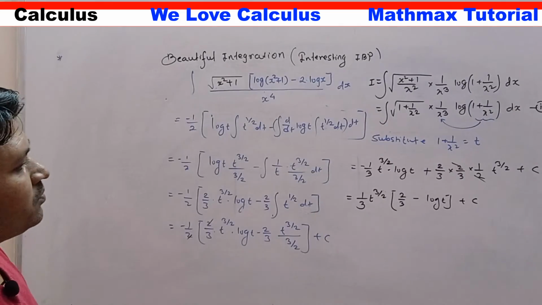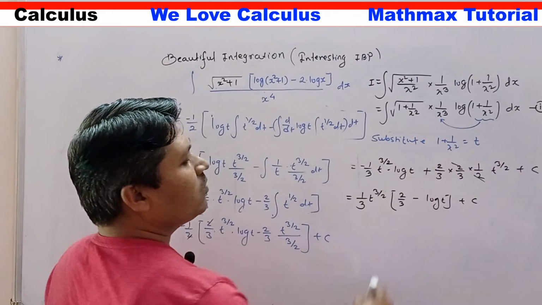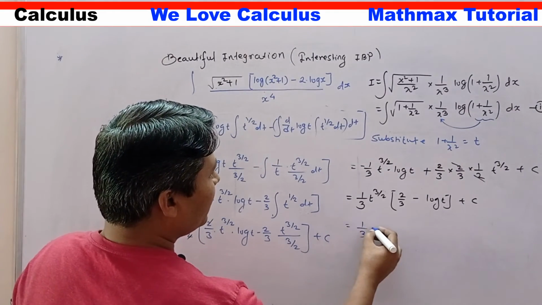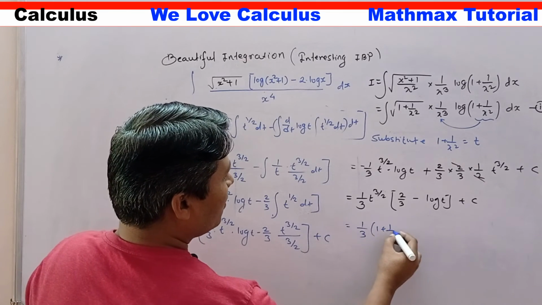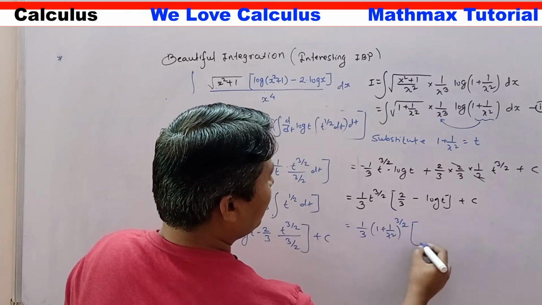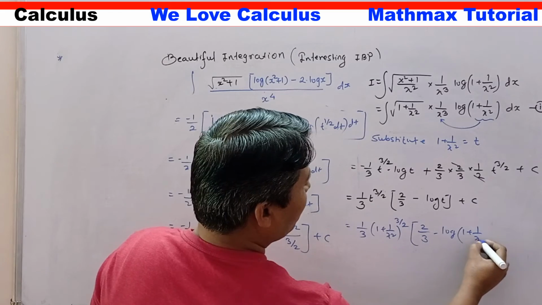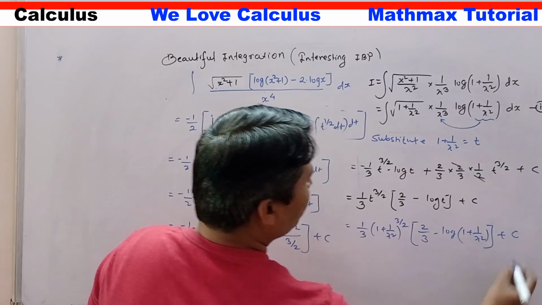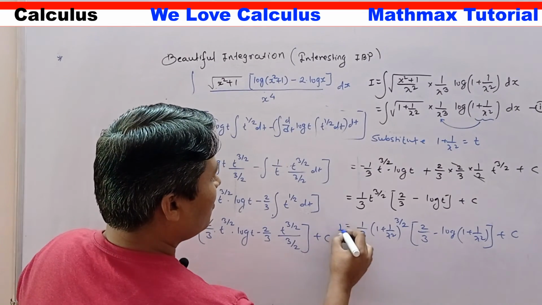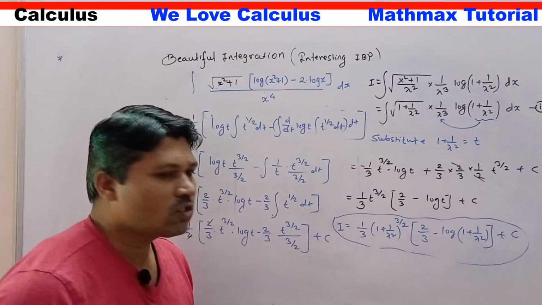Now we back substitute t equals 1 plus 1 upon x square. The final solution is 1 by 3 times (1 plus 1 upon x square) raised to the power 3 by 2, times (2 by 3 minus log of (1 plus 1 upon x square)), plus the constant of integration. This is my final solution.